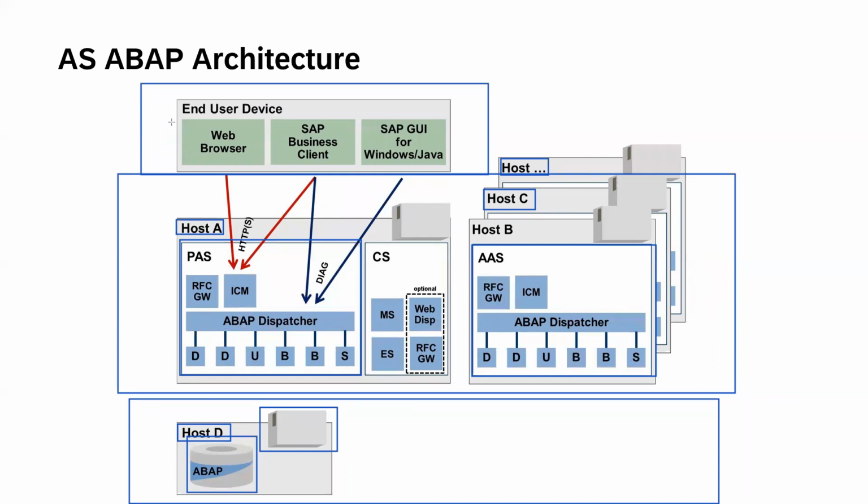So in the previous screen, we saw that there are three different interfaces by which the user can connect to the application. What are they? First is your common web browser. You can connect to the application using a web browser. Then you can connect using the SAP Business Client. And the last one, you can connect using your SAP GUI.